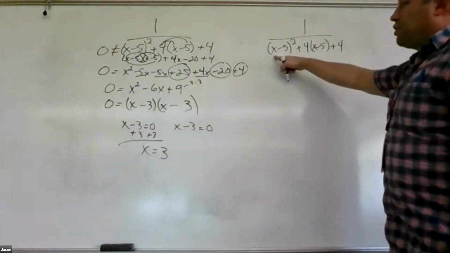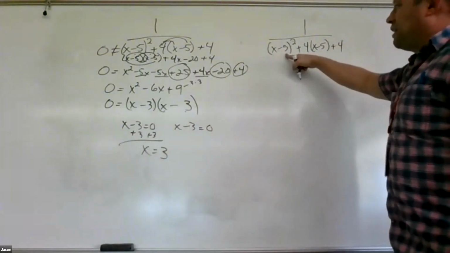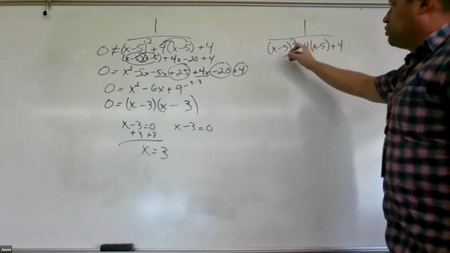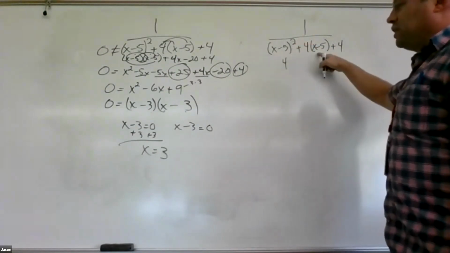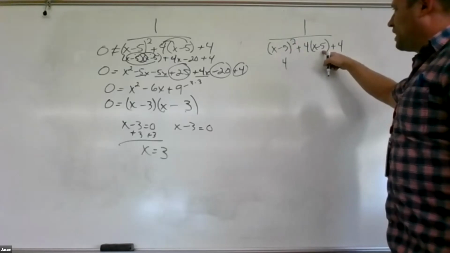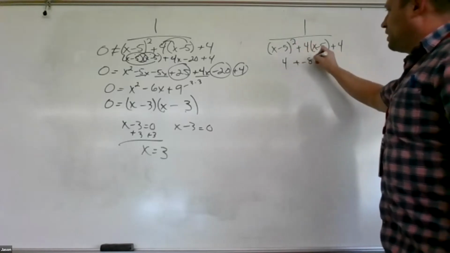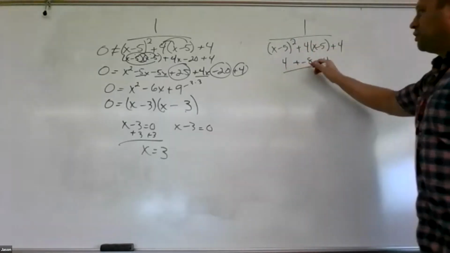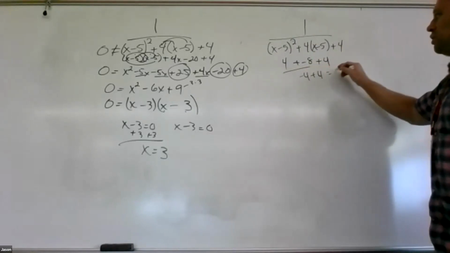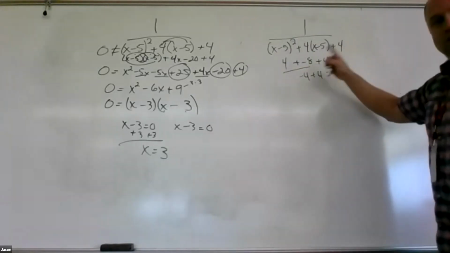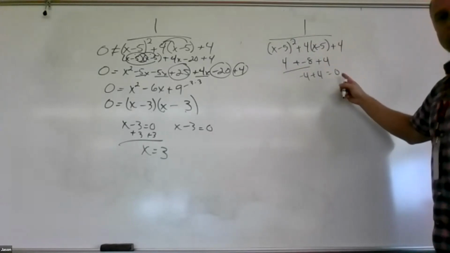If I plug in 3 in here, I'm going to get 3 minus 5, which is negative 2, and negative 2 squared is 4. If I plug in, again, 3 in here, 3 minus 5 is negative 2 times the 4 is a negative 8, plus 4 gives me negative 4 plus 4, which is 0. And again, I can't have 0 in the denominator, so that showed me that it worked.